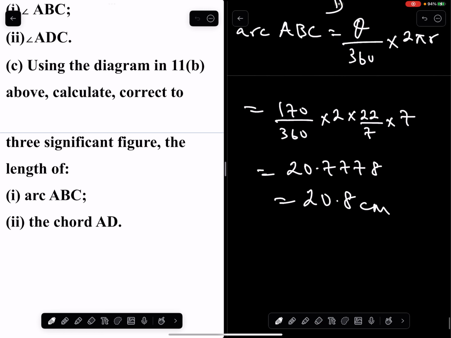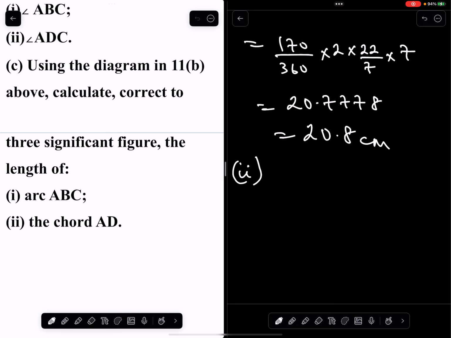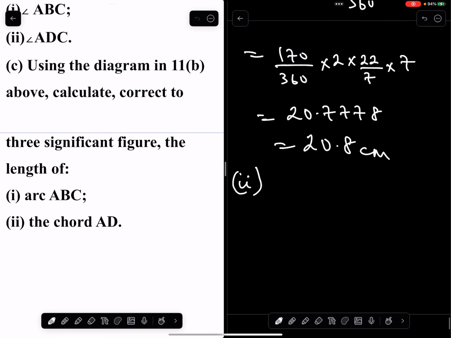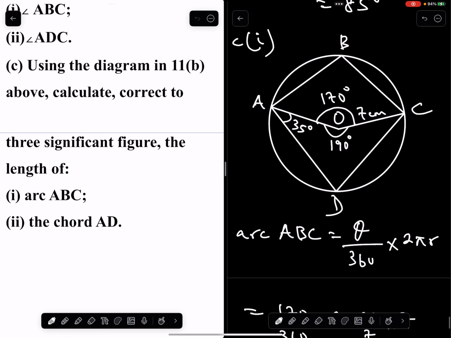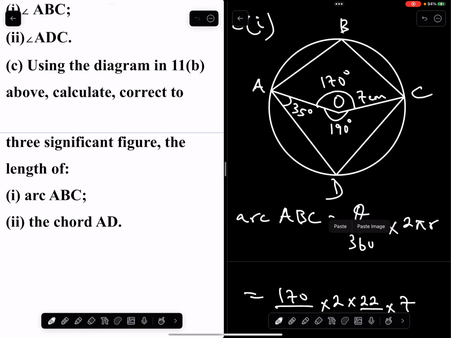And now to question C Roman figure 2. Find the length of chord AD. What's chord AD? Okay, we want to find the length of this chord, that's chord AD. How do we find that? Let's see. If I complete this, that's also a radius from center to circumference. So what do we need? We need to find the angle which that chord subtends at the center of the circle.